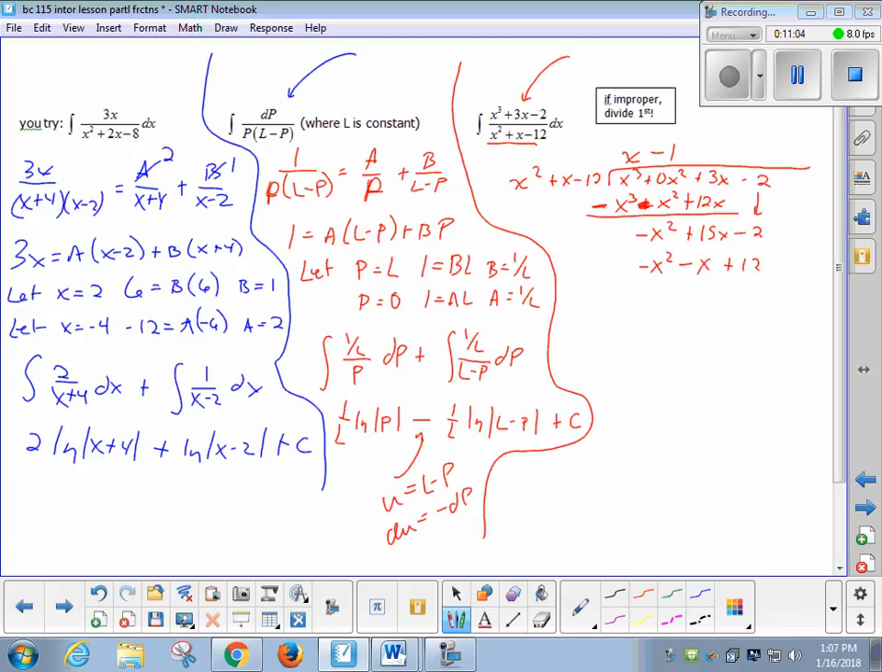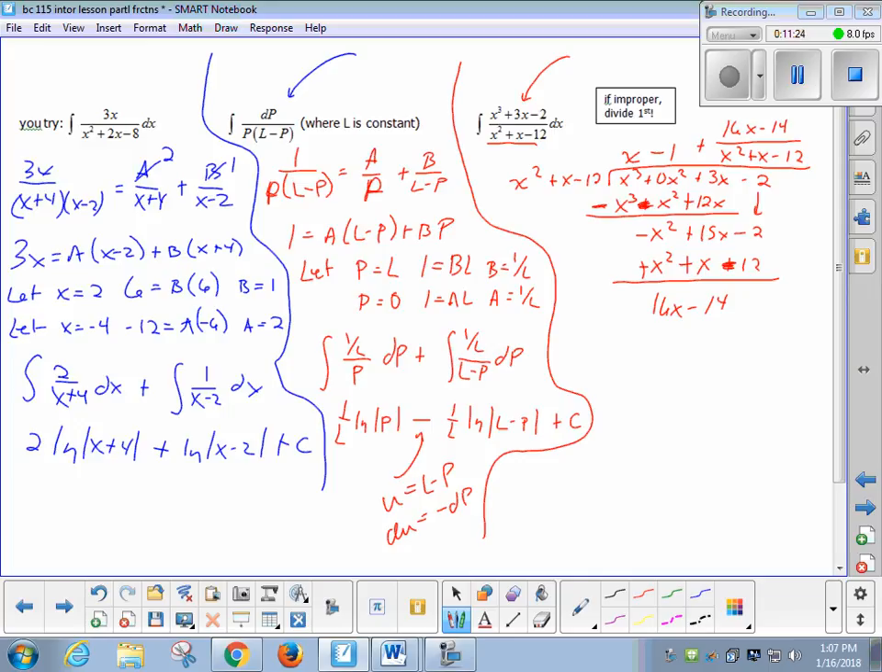We're subtracting that, so change signs. Draw the line. 16x minus 14 is your remainder. It goes over the divisor. So far, so good.